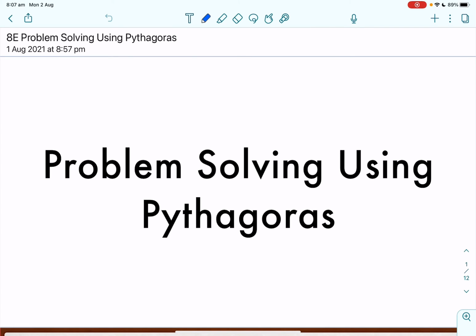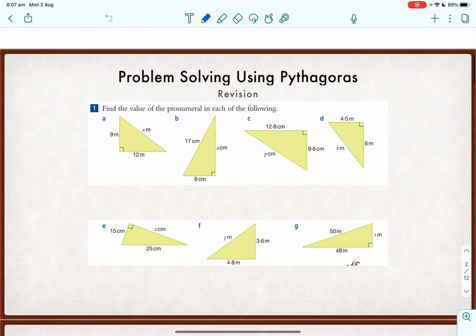Today we're going to look into problem solving using Pythagoras. I put all different types of problem solving questions into a few categories. Those are the most typical ones that we use and normally get asked. So before we start on all that, let's quickly revise how to use Pythagoras to find a missing side.